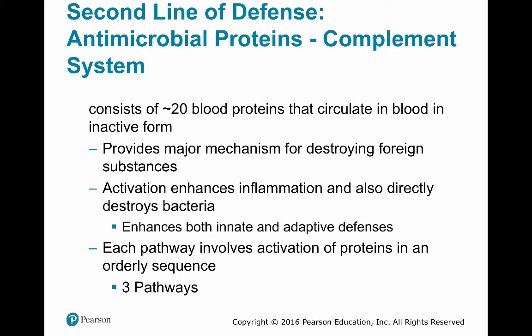We've been talking about the innate defenses. The first and second lines of defense are the innate. The adaptive is the third line of defense, where antibodies are made to recognize, and we're going to talk about that later. Each pathway involves activation of proteins in an ordered sequence. Now, we're going to talk about these different pathways. It's not important that you know how the different parts of each pathway work. It's important that you know the overall purpose of each.